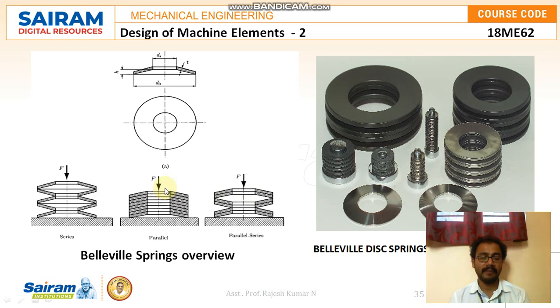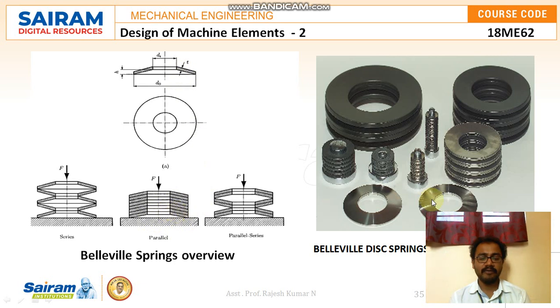For all three, I'll be applying a free body diagram, where a compressive force is applied. If you check the terminologies or the dimensions, this is the top view and this is the front view, where D_o is the outer diameter of the Belleville spring, and small t is the thickness of the spring.